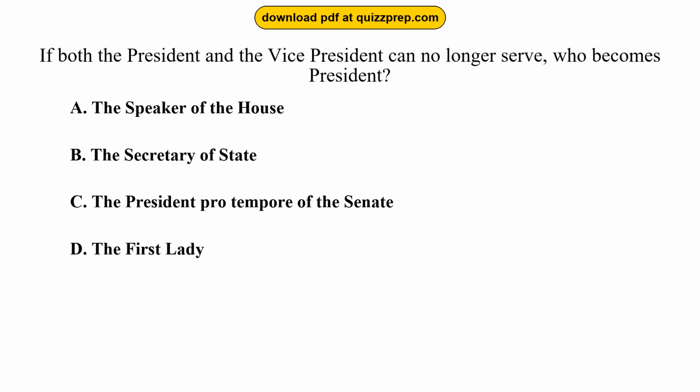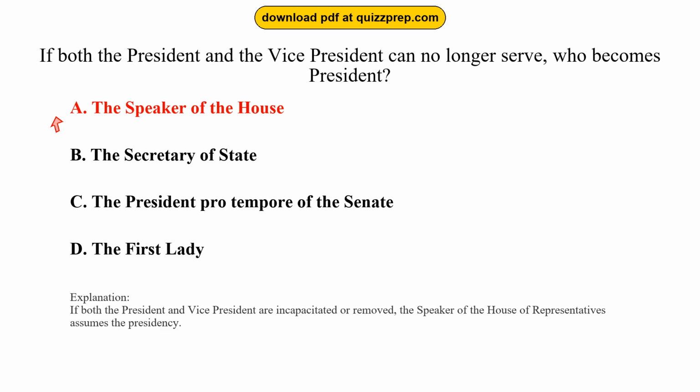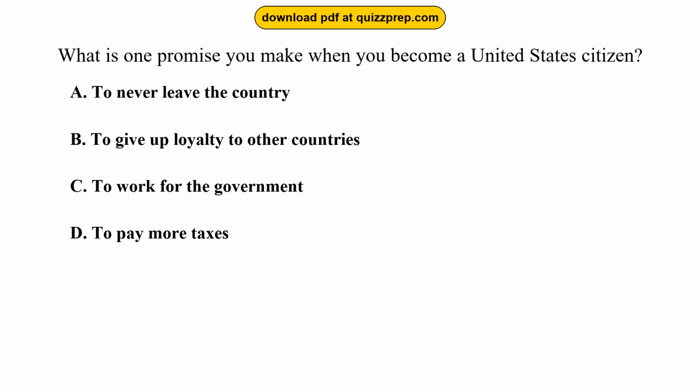Question 99. If both the President and the Vice President can no longer serve, who becomes President? Option A, the Speaker of the House. Option B, the Secretary of State. Option C, the President pro tempore of the Senate. Option D, the First Lady. The correct answer is option A, the Speaker of the House. If both the President and Vice President are incapacitated or removed, the Speaker of the House of Representatives assumes the presidency.